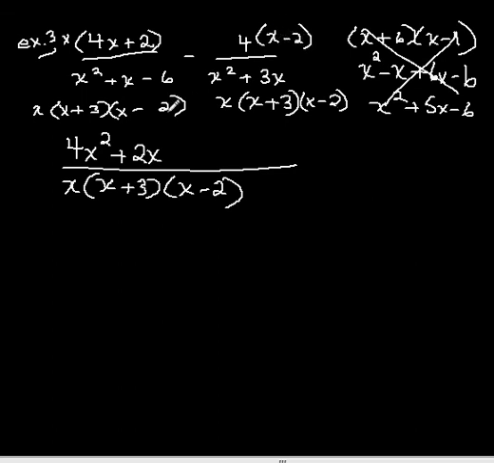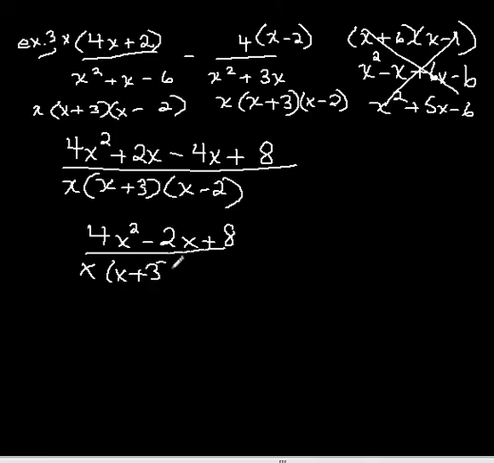This is almost identical to the last problem. And we're going to distribute, so we get negative 4x plus, now look, negative 4 times negative 2 would be plus 8. And this time we can combine terms. We have like terms here, so we're going to get 4x squared minus 2x plus 8 all over x times x plus 3, x minus 2.